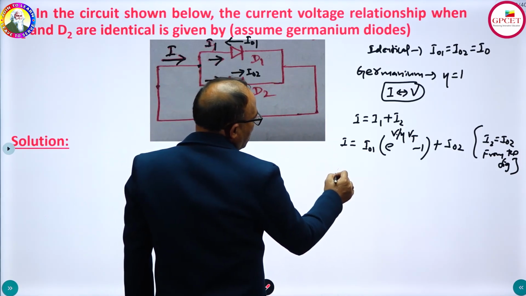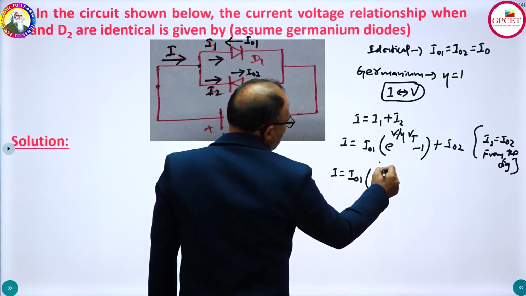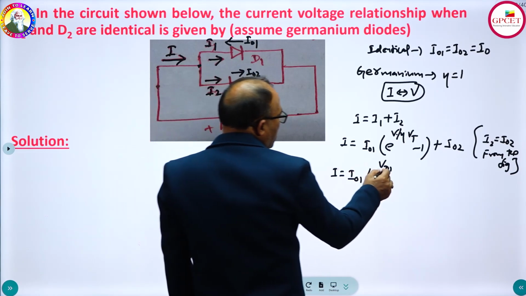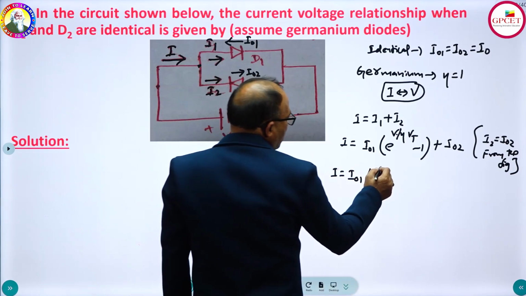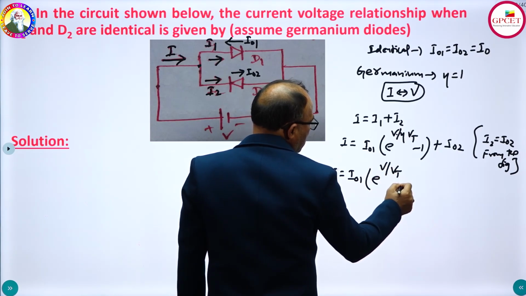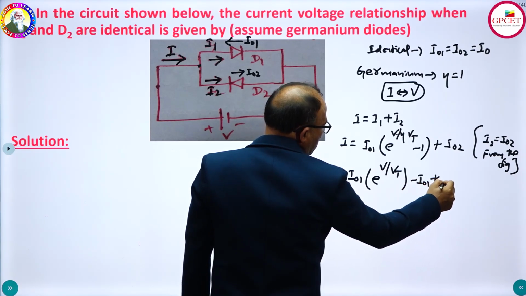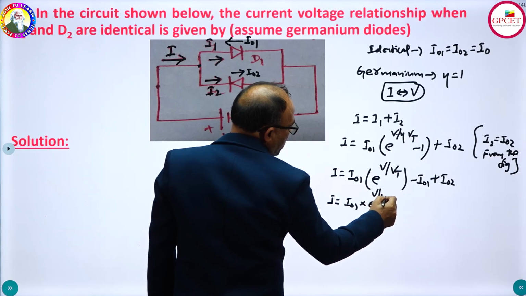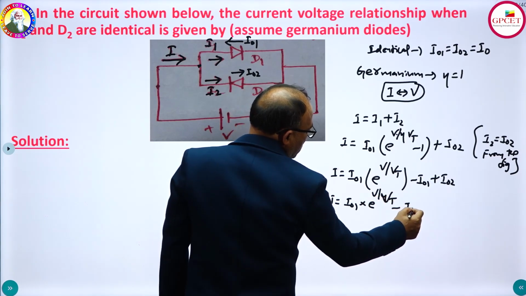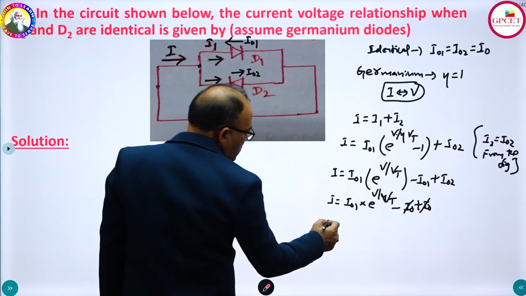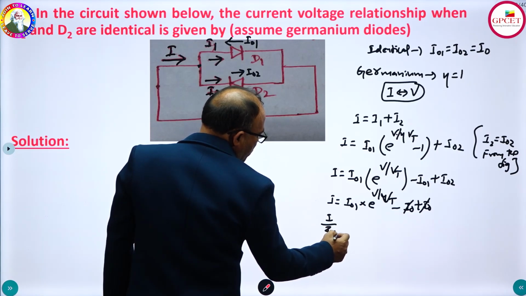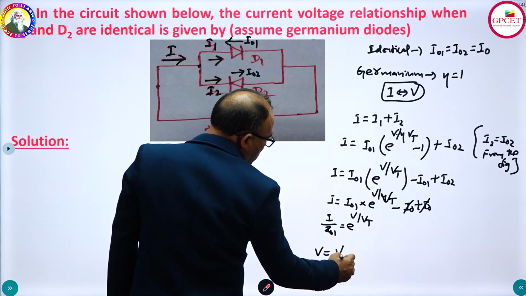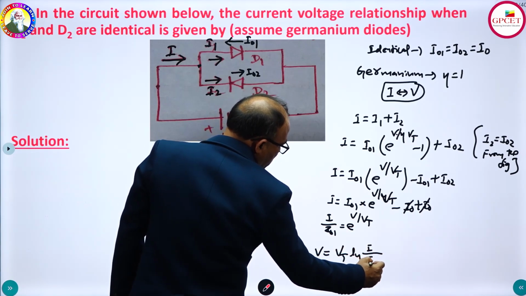So again I is equal to I01 into e power VD1, because it's the diode voltage, or you can write this as V also, no problem. E power V divided by eta VT, with eta equal to 1, so it's equal to VT, minus I01 plus I02. I is equal to I01 into e power V by VT, minus I01, plus I02. Since both are identical, I01 and I02 are both I0, so they cancel. The remaining thing is I divided by I01 is equal to e power V by VT. Applying natural logarithm on both sides, V is equal to VT ln (I divided by I01).